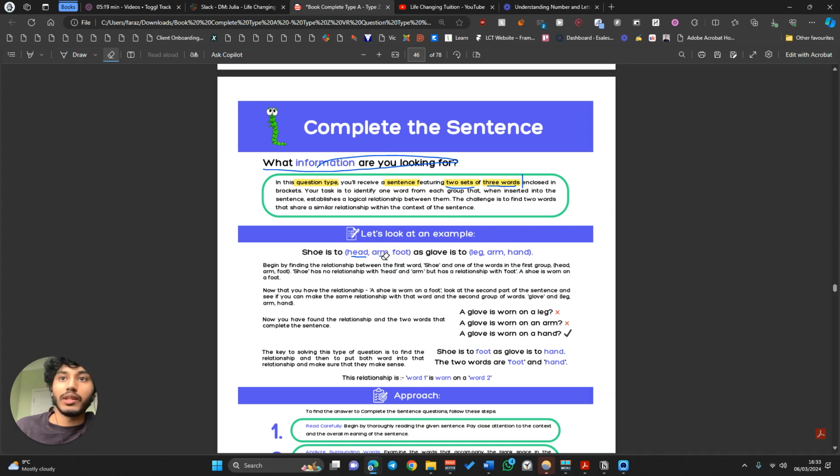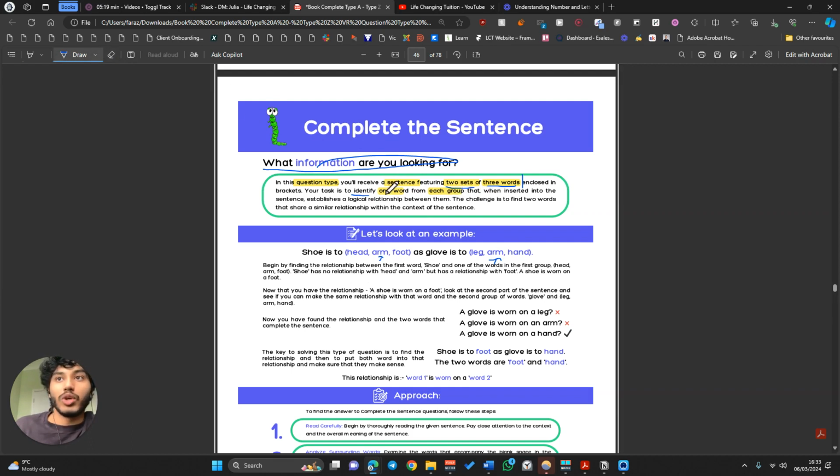Let's continue on reading the instructions. Enclosed in brackets, okay, so that's just saying that these are enclosed in brackets. Your task is to identify 1 word from each group. Okay, first let's stop again there. 1 word from each group. So which groups are they talking about? Same thing as again, they're talking about these 2 different groups or different sets, different ways of saying it basically.